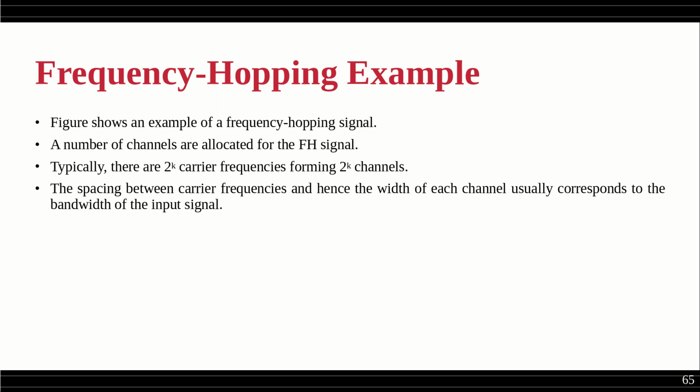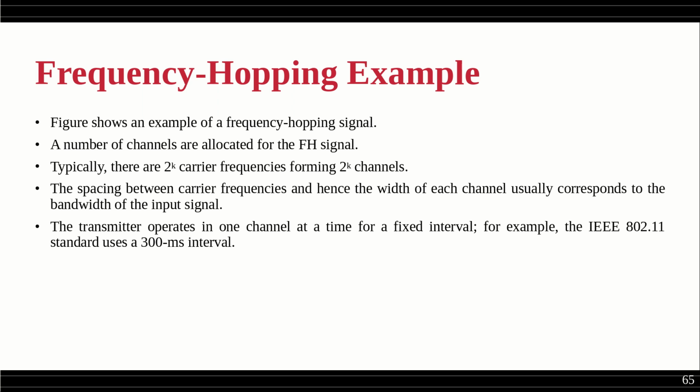So the spacing between the carrier frequencies, and hence the width of each channel, usually corresponds to the bandwidth of the input signal. The transmitter operates in one channel at a time for a fixed interval. For example, the IEEE 802 standard uses a 300 millisecond interval. So that is the width of the time for a particular frequency, just like we see in the previous diagram. First it chooses frequency 5. How long will it be using frequency 5? Say 300 milliseconds of time. So that is a particular value that is being used in the IEEE 802.11 standard. It may be different. They have their own criteria for fixing this interval.